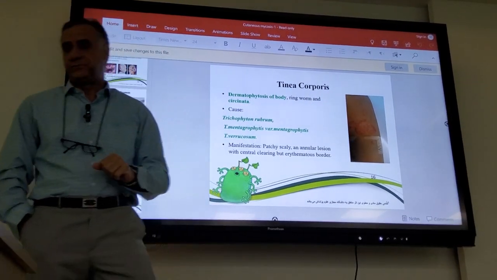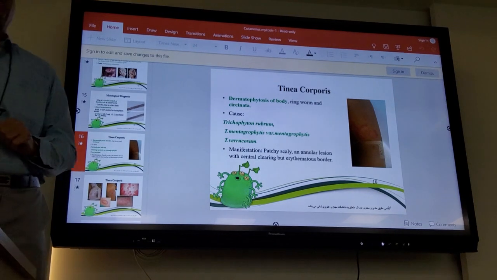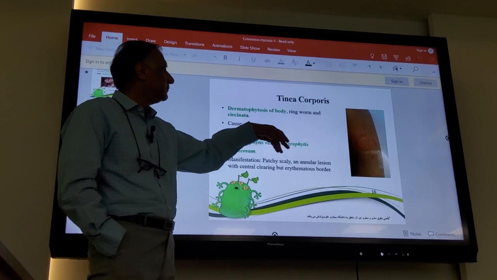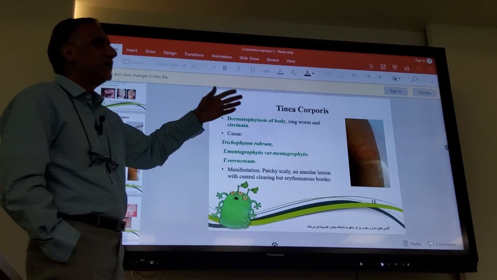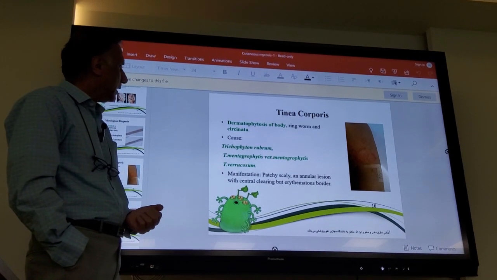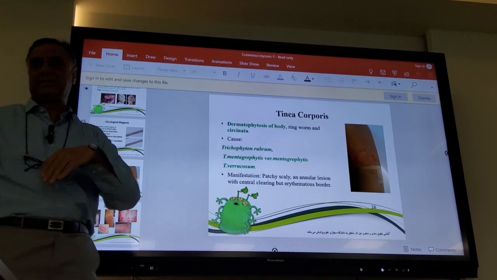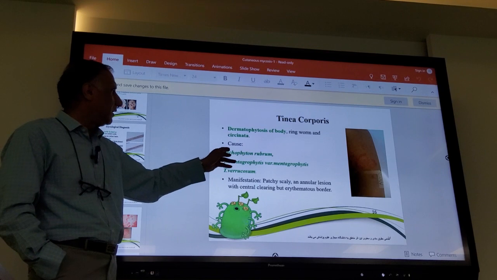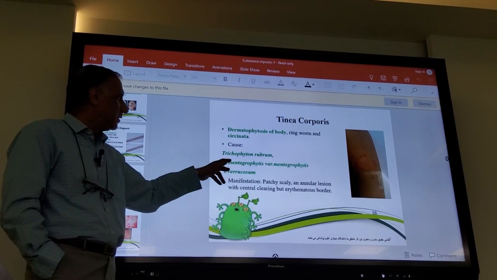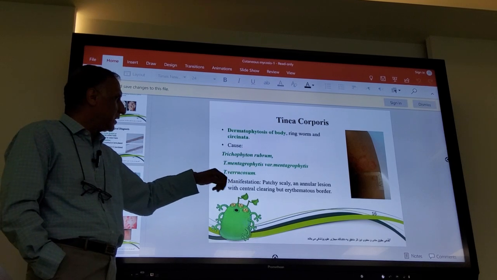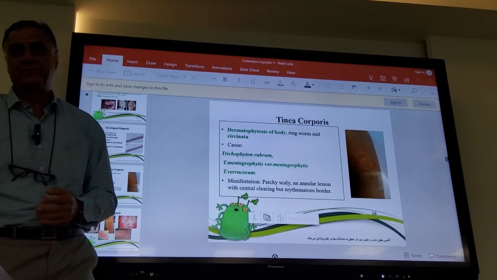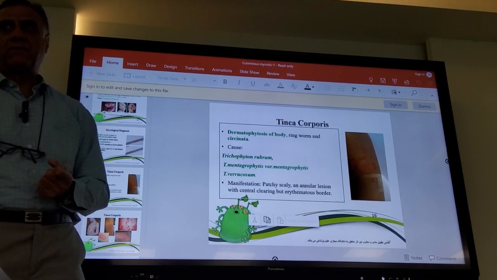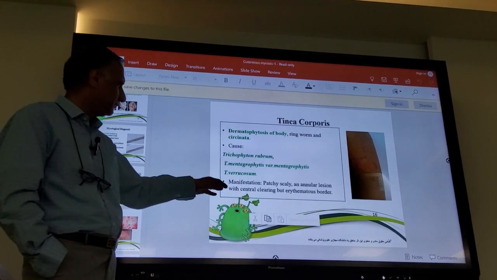Tinea corporis, another shape of dermatophytosis that involves the skin of the body, or ringworm of the body. Some dermatophytes, and I will explain some information about them, like Trichophyton rubrum, Trichophyton mentagrophytes, or Trichophyton verrucosum, for example, are some species of dermatophyte that lead to this infection.